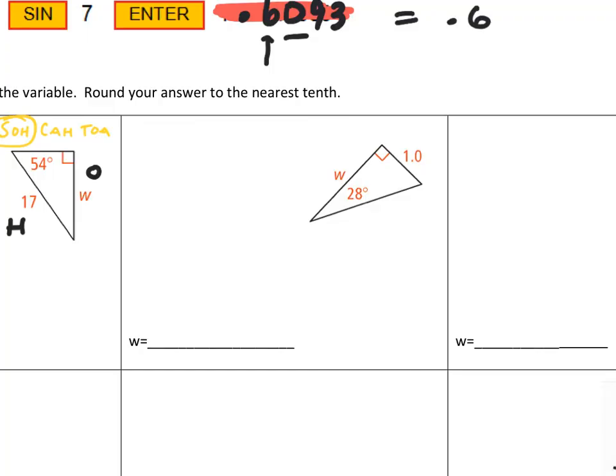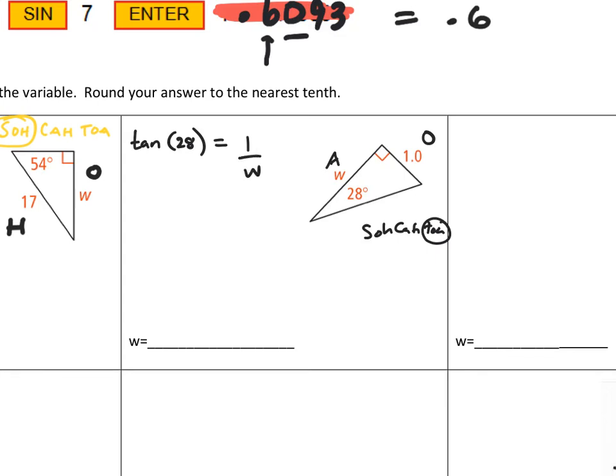Looking at my second example here in the middle, I see here's my 28 degrees. If I look over here, this is the opposite side, so I'll label O, and then I see that W is on the adjacent side. So again, if we were to write out SOHCAHTOA, I see that I have O and A. So I'm going to say that the tangent of 28 is equal to 1 over W.